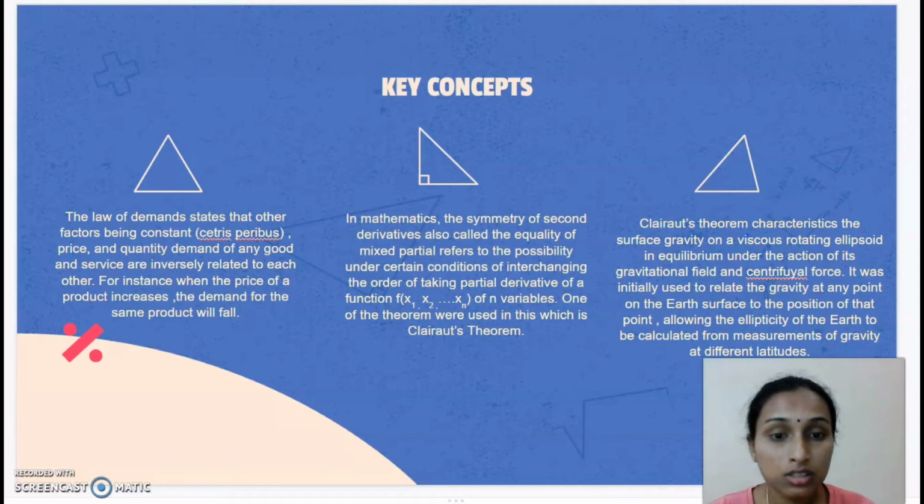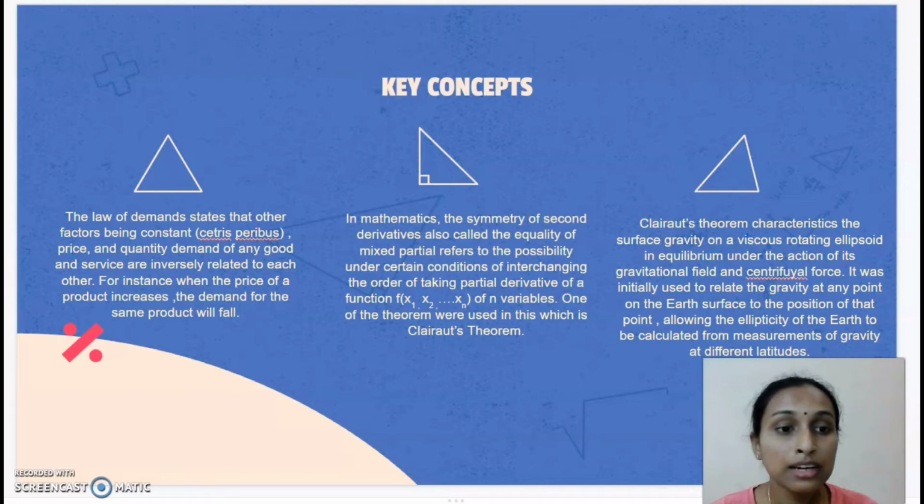Next is, in mathematics, the symmetry of second derivatives, also called the equality of mixed partials, refers to the possibility under certain conditions of interchanging the order of taking partial derivatives of a function of n variables. One of the theorems used in this is Clairaut's theorem.